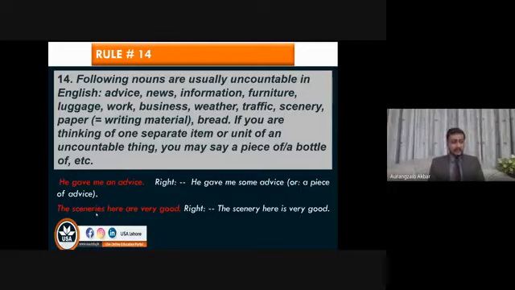What we have learned from this rule is that there are certain nouns that are uncountable in nature, especially in the English language. Whenever we use them, we need to write them singularly, or we need to write a piece of paper, a group of, a herd of, a bulk of, and so on, with those words to make them countable. So this is rule number 14.